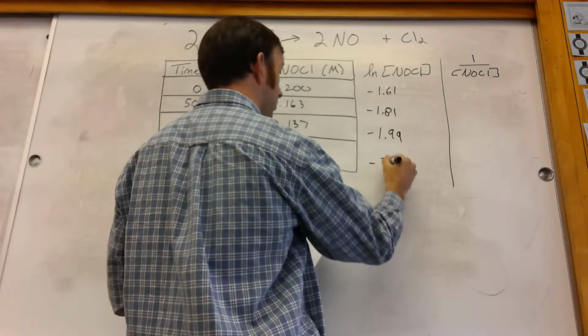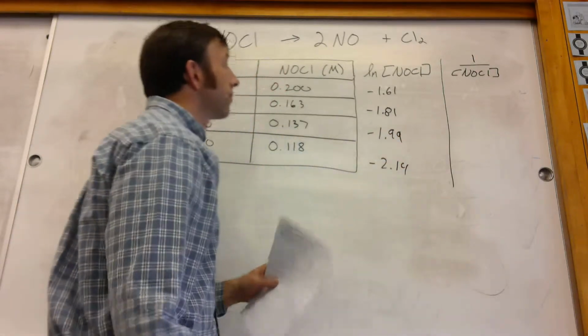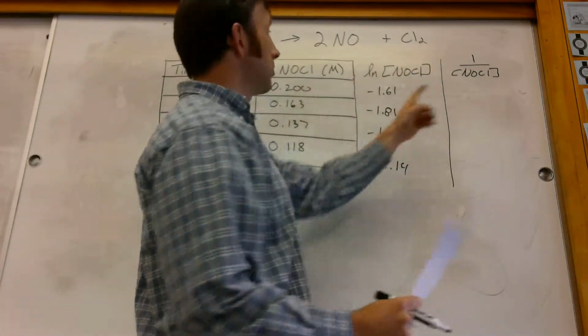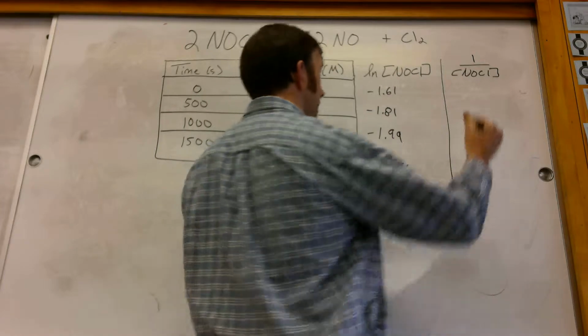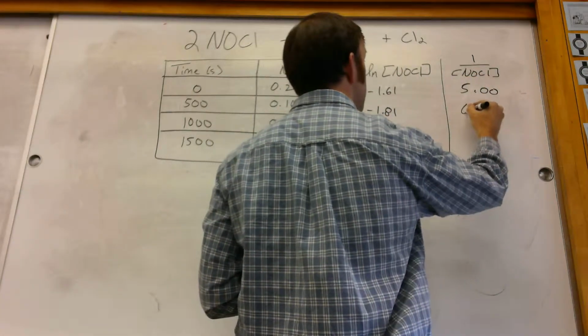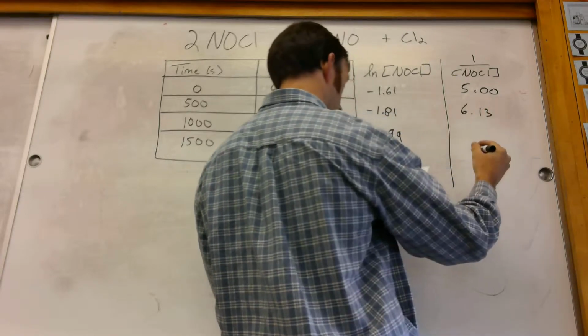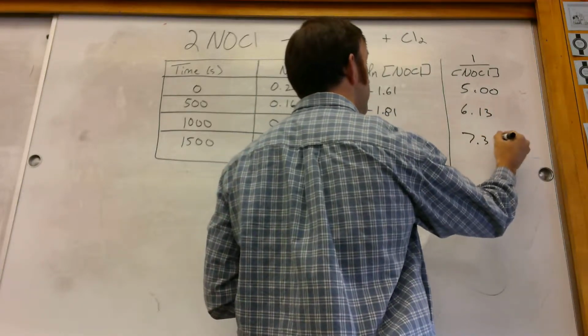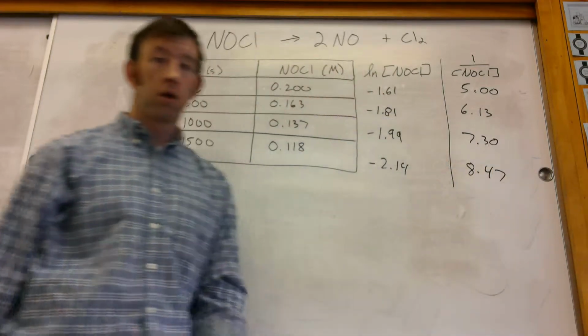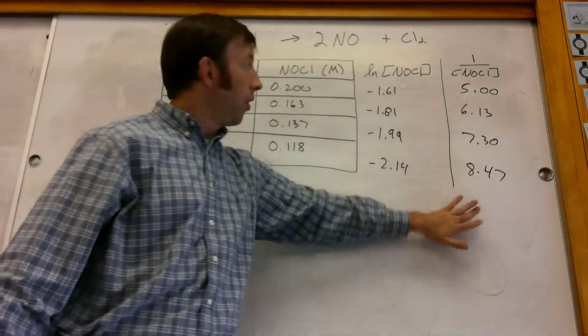And negative 2.14. And I'm going to do likewise. I'm going to take the inverse of each of these numbers, so 1 over 0.200 gives me 5.00, and this gives me 6.13, this gives me 7.30, and then 8.47. So those numbers are there.